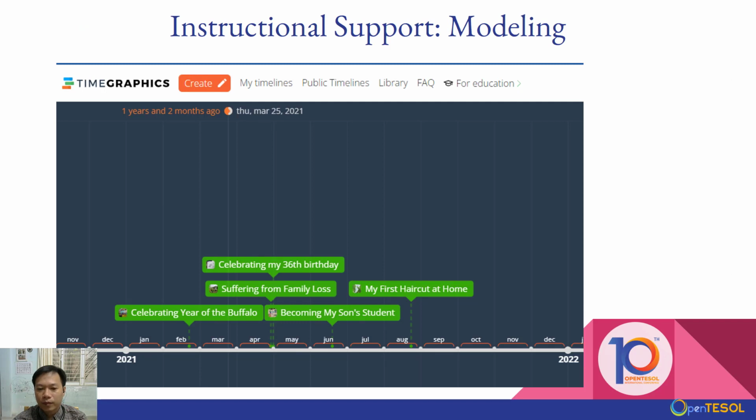What about the instructional support? How would I facilitate the task? Very often I would model the task.